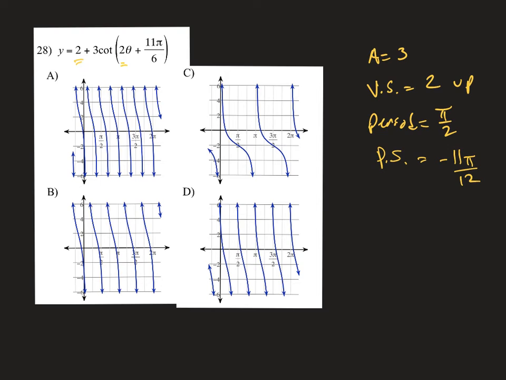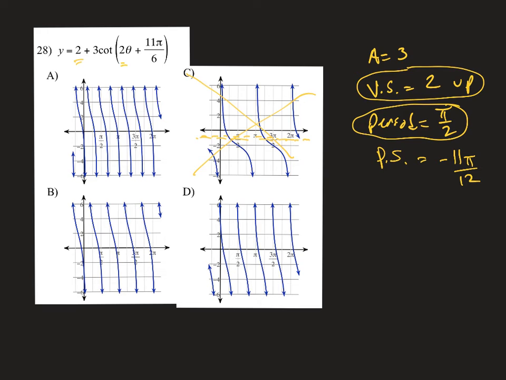Let's see how many we can rule out just with the vertical shift. So the vertical shift is supposed to be up 2. And I can see right here that inflection point is moved down on this letter C. So I'm going to get rid of letter C right away. Definitely not the answer there for letter C. I think that's the only obvious one that we can cross out with the vertical shift. The period is pi over 2. That means the width of one cycle would just be 2 of the squares.